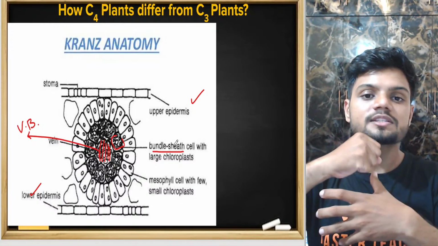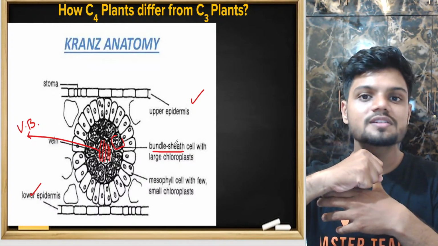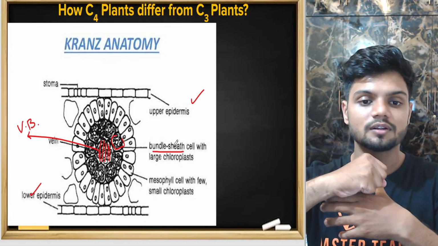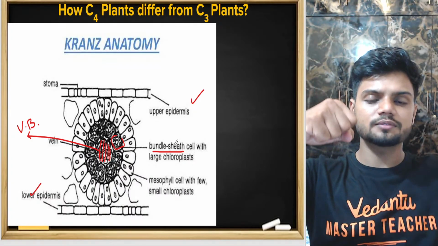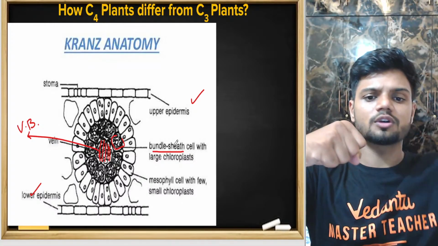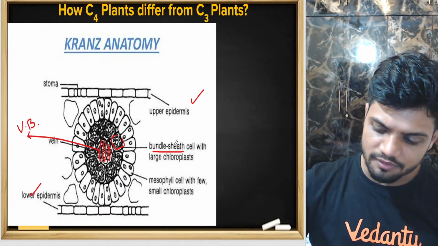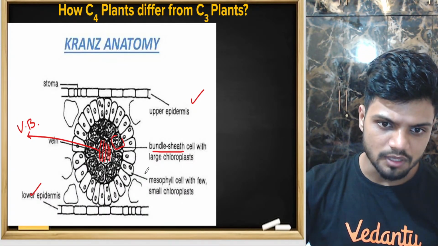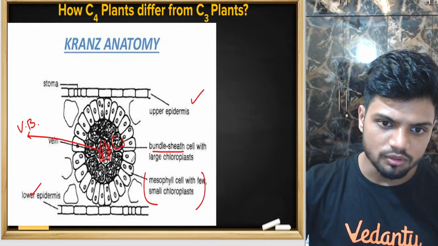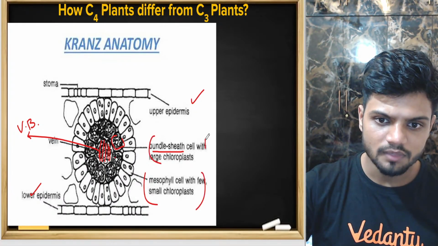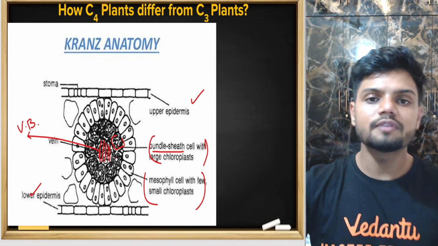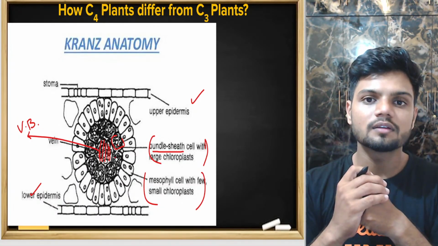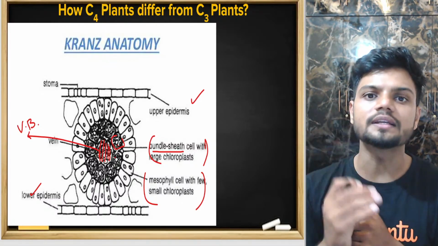The bundle sheath is the small room I was telling you about, in which oxygen cannot enter. Around this bundle sheath, on the outside, there is one more ring-like structure called the mesophyll. So on the outside we have the mesophyll, and on the inside we have the bundle sheath. The bundle sheath is very tightly packed. Why? To make sure oxygen is not entering anywhere.